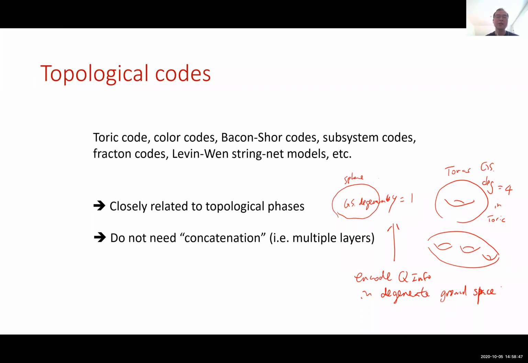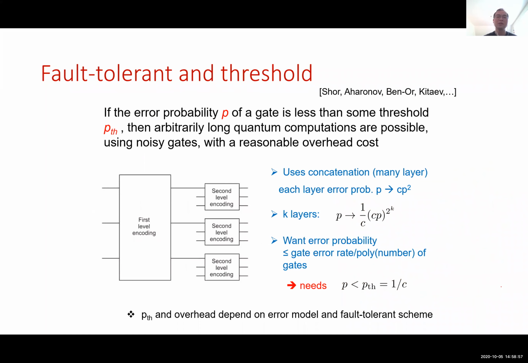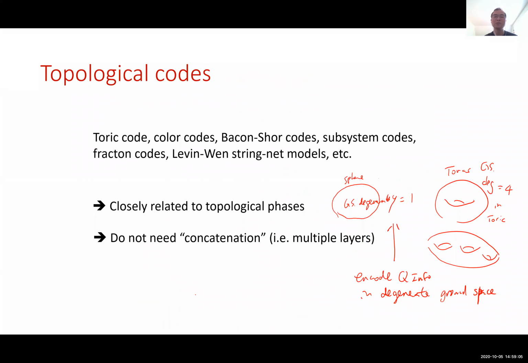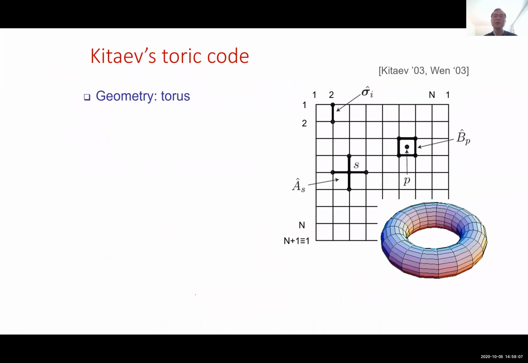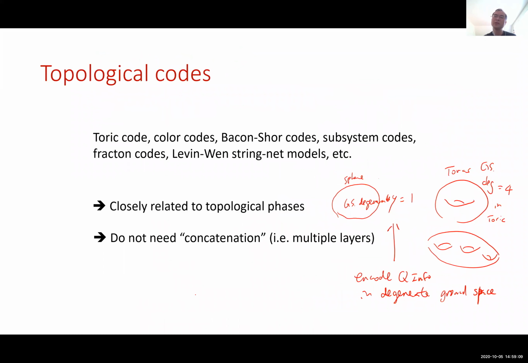Okay, we're going to see that in a few moments. And using these topological codes, we don't need to do this so-called concatenation. This is concatenation. So we don't need to do many layers. But it also requires, as you can see, a lot of qubits.